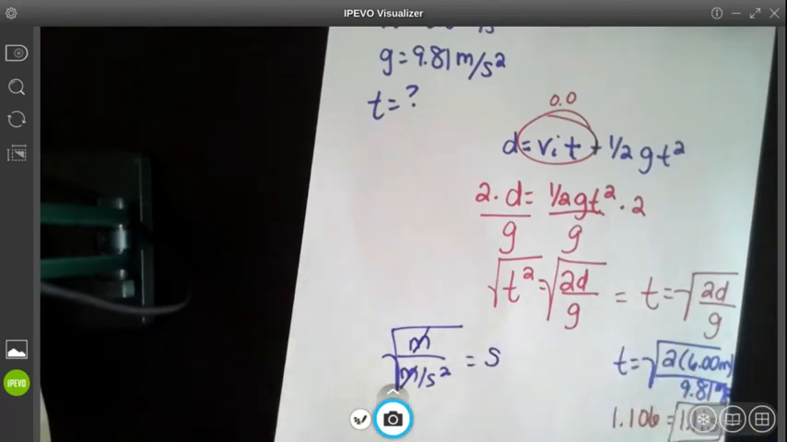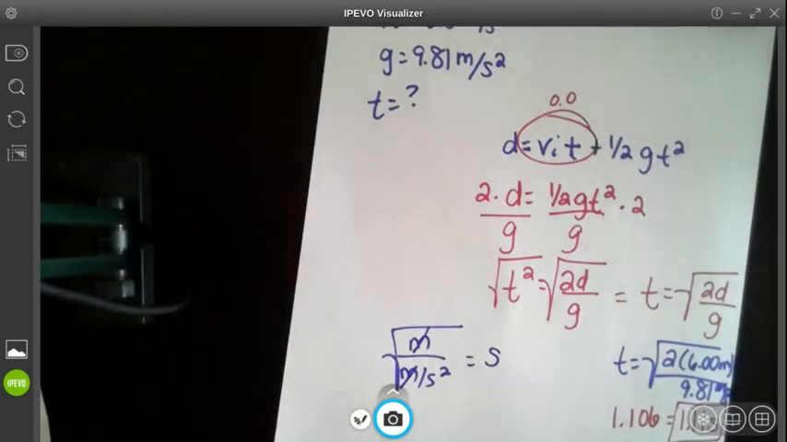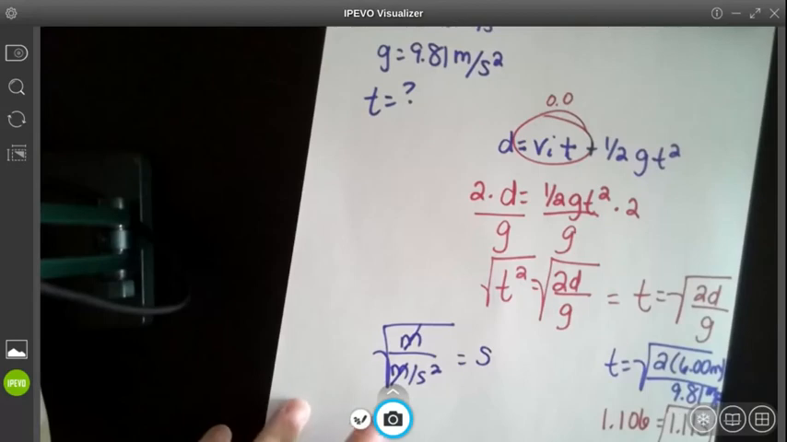Okay, so those are 4 problems with free fall. There's an assignment that's going to post today that'll have 5 or 6 practice problems that you can use.